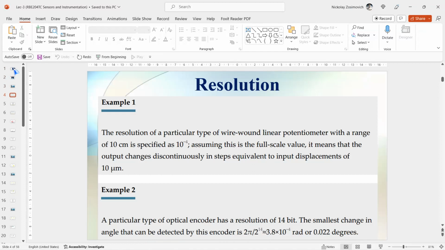The resolution indicates the smallest detectable increment of the input quantity. When we measure, the measurement varies continuously, but the sensor output might show a discontinuous step. The value of the corresponding smallest detectable change in the input variable is called the resolution, delta x.